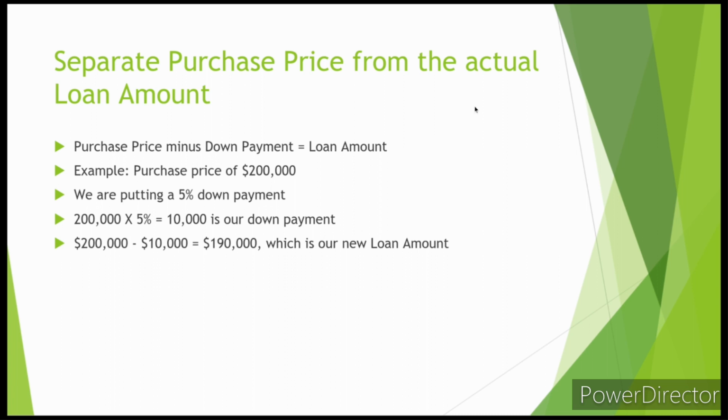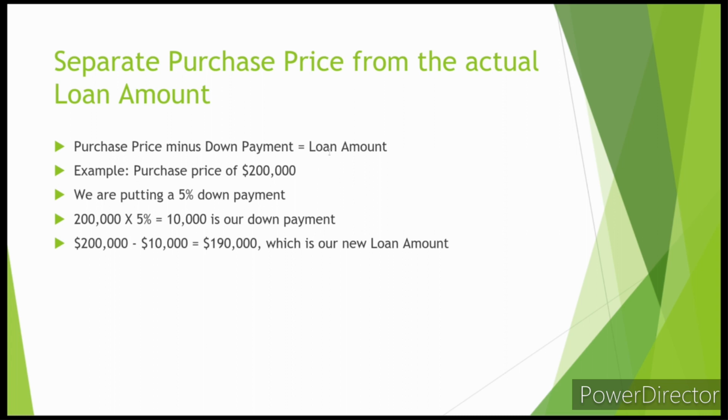So let's use this example. I'm looking to buy a house. This house is going to cost a purchase price of $200,000. Well, we are looking to put 5% down on that purchase price. So we have to calculate our loan amount. We first need to find out what our down payment number is. So I'm going to simply do 200,000 times 5%, which is my down payment, equals $10,000. So 10,000 is my actual down payment dollar amount.